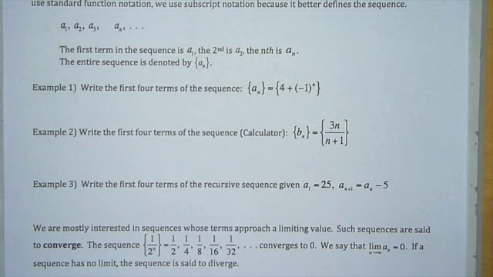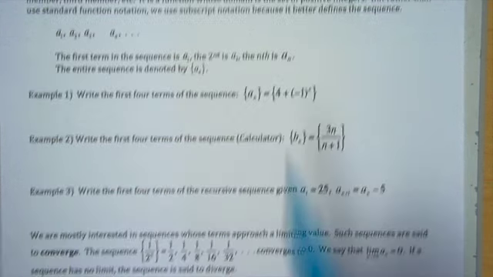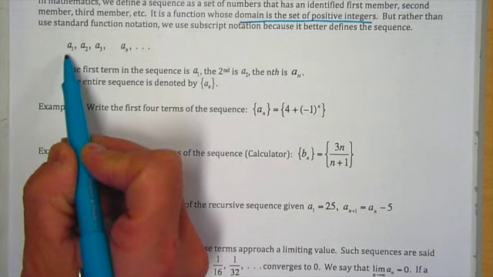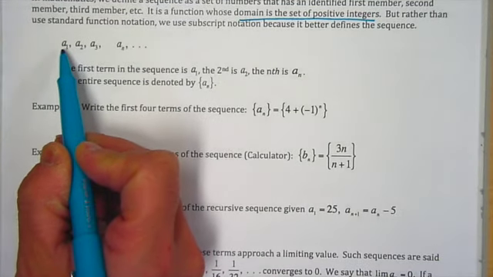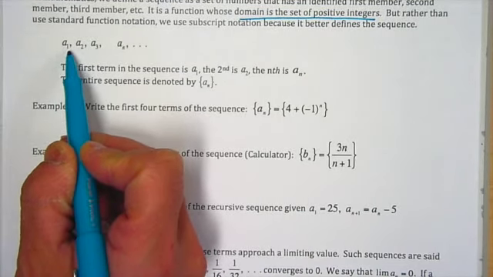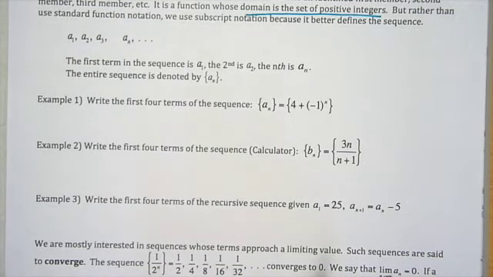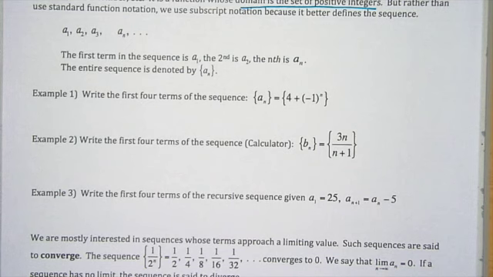Today we're going to be talking about sequences, which is just a list of numbers, and the domain is the set of positive integers. That means when we talk about your first number in my list, we're going to start with a sub 1 and then go up by integers to a sub 2, etc. So what you want to be able to do is write the first couple terms of a sequence.